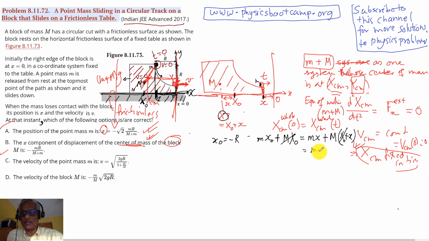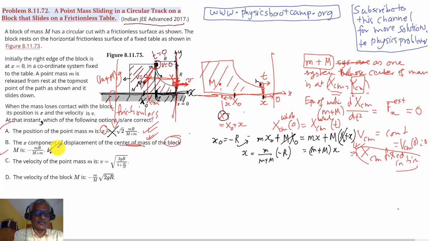So this side is m plus M, times x, and I can solve for x and put this in there. x is equal to m over m plus M, times minus r. And when I look at this, of course this is wrong, so this is not right, but this is correct.